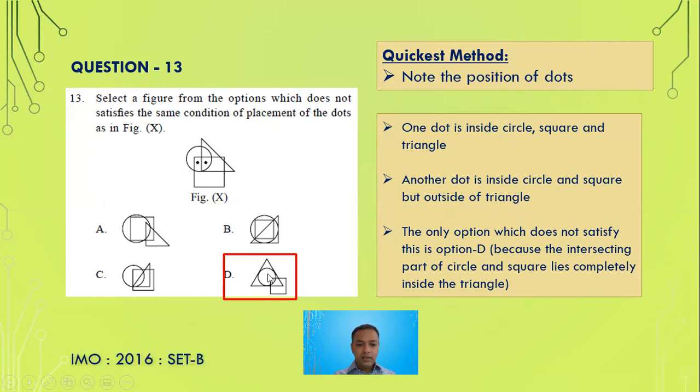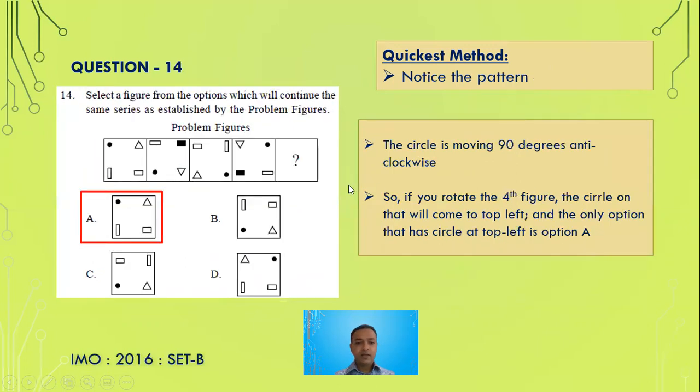circle. In option D, what is happening? The overlapping part of the square and the circle, this whole overlapping part is inside the triangle. So there is no condition where a dot can be placed which is inside the square and a circle, but outside of the triangle. There is absolutely no chance in this option. So that's why D is the only option which does not satisfy the position of dots, isn't it?